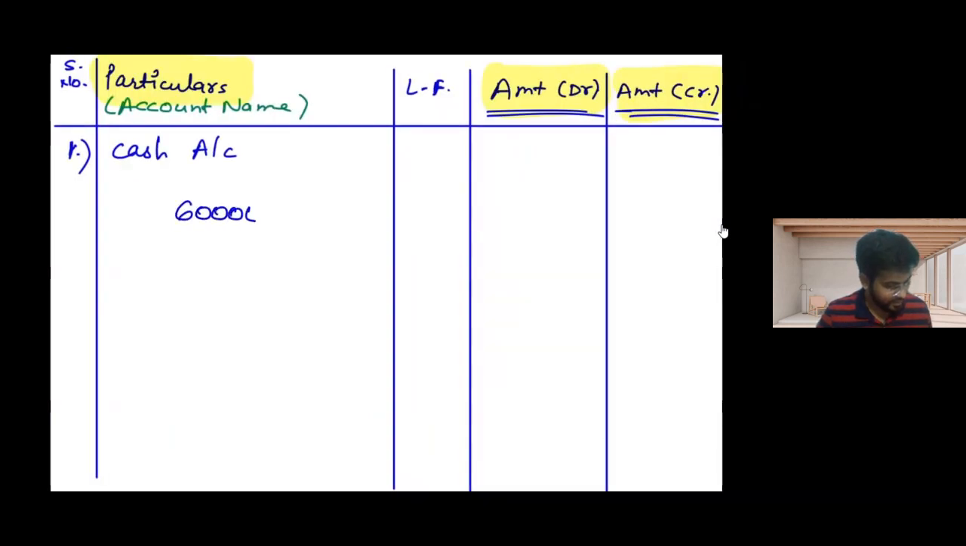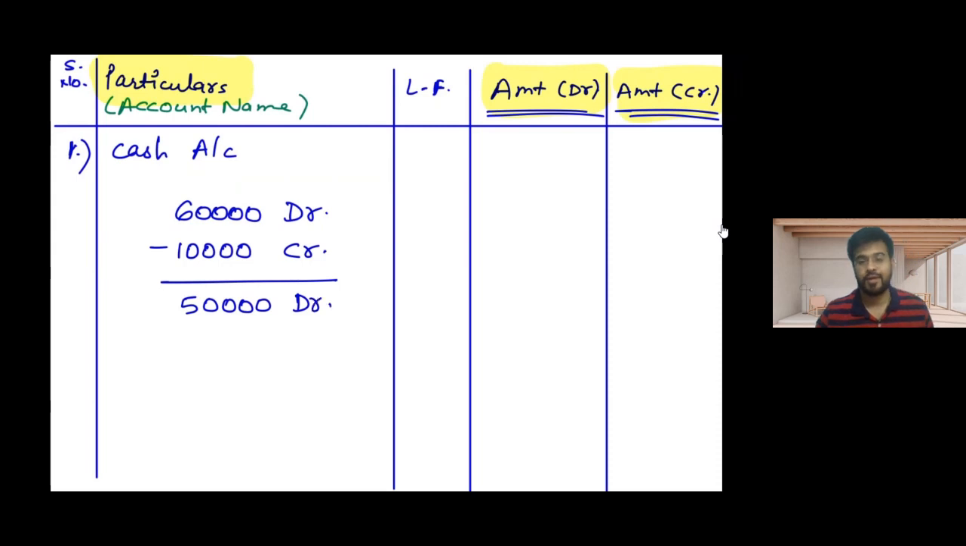60,000 debit and 10,000 credit. Those are the two transactions in your cash account. So what is the net balance? 10,000 being deducted from 60,000, so now I have a 50,000 rupees debit balance.